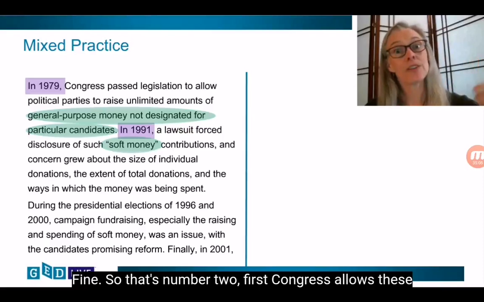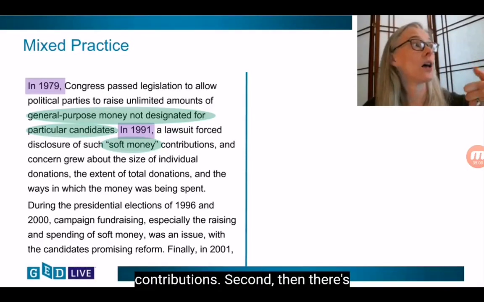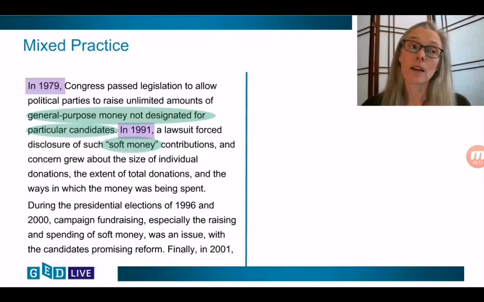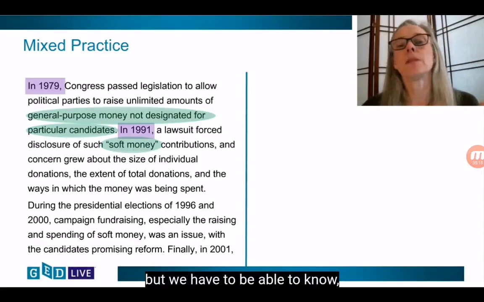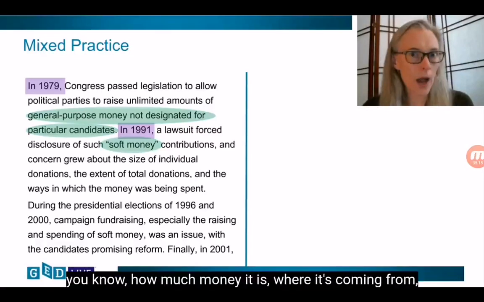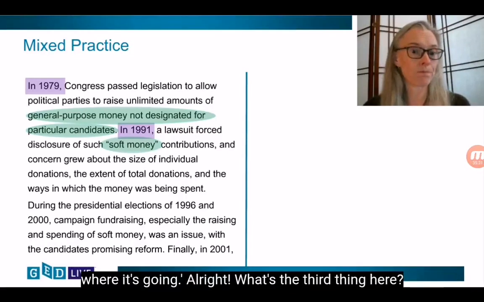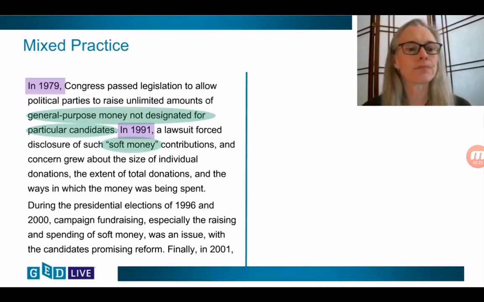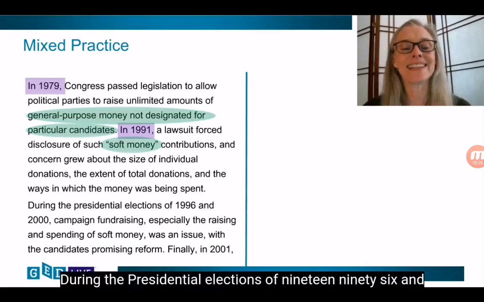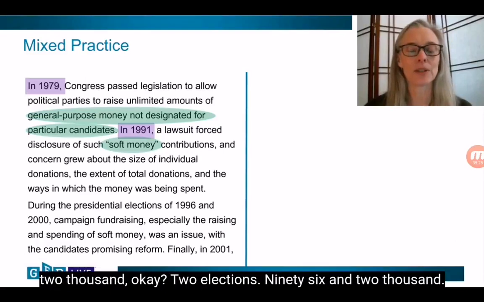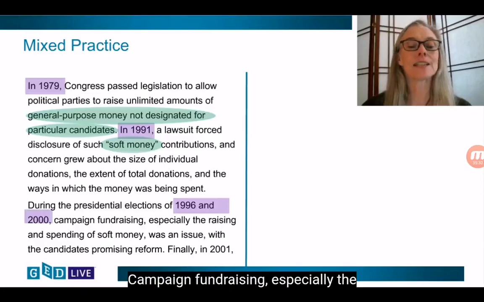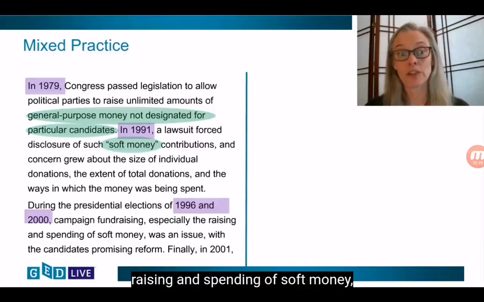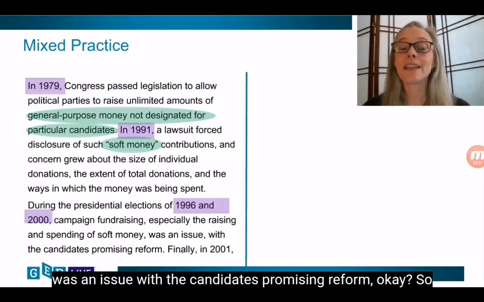First, Congress allows these contributions. Second, then there's a lawsuit saying, okay, but we have to be able to know how much money it is, where it's coming from, where it's going. All right, what's the third thing here? During the presidential elections of 1996 and 2000, okay, 2 elections, 96 and 2000, campaign fundraising, especially the raising and spending of soft money, was an issue, with the candidates promising reform.